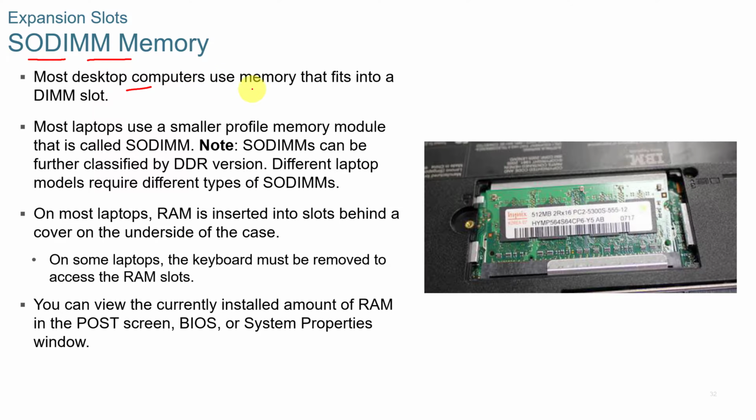SO-DIMM memory. Most desktop computers use memory that fits into a DIMM slot, but laptops use SO-DIMM, the small form factor. They can be further classified by the DDR version. On most laptops, RAM is inserted into slots behind a cover on the underside of the case. You'll plug it in right here, and then you push it down on this side, and then it clips in. Usually there's a clip on one or both sides. You can view the currently installed amount of RAM in the POST screen, BIOS, or System Properties window.